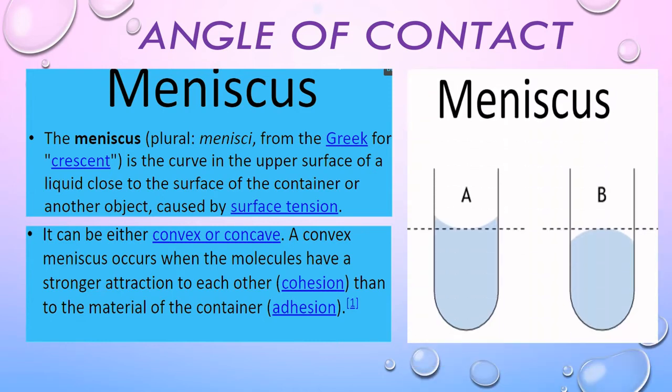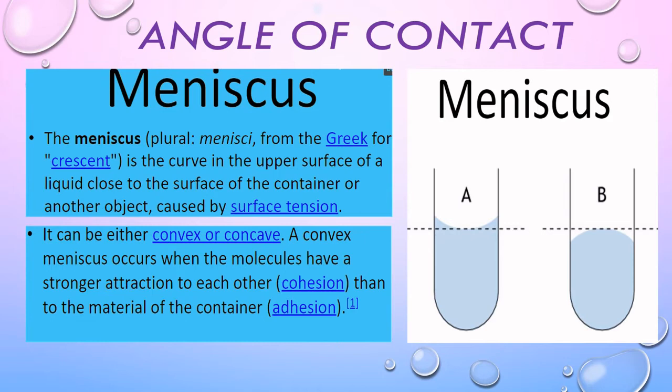So here we can see in the diagram two test tubes A and B. In the first case, the meniscus formed on the upper surface of the liquid is concave, and in the second case, the curve on the upper surface is convex. The shape of the meniscus is concave because the molecules of the liquid are continuously experiencing the force of attraction or the pull between the molecules of the glass container and the liquid.